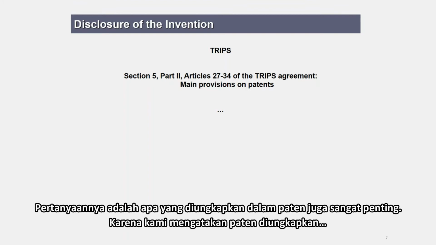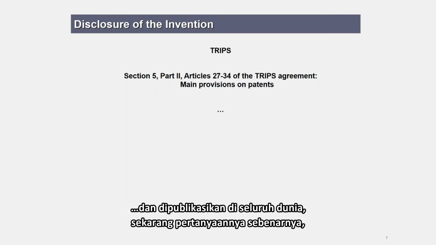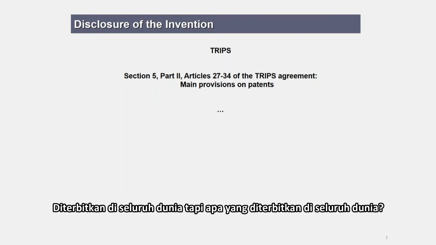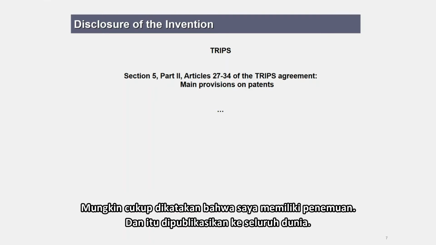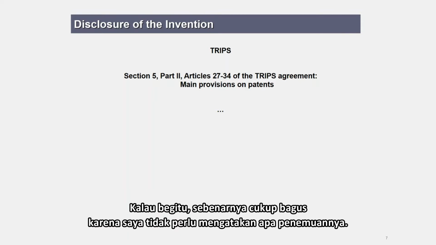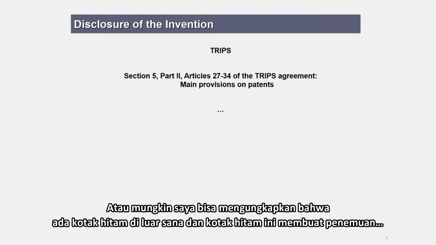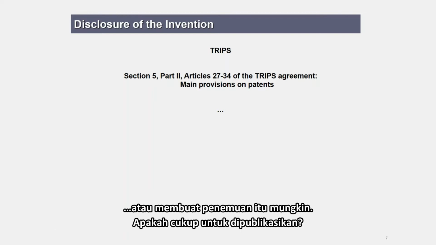So the question is what is disclosed in a patent is also very important, because we said patents are disclosed and published worldwide. And now the question is, okay, it is published worldwide, but what is published? Maybe it is enough to say that I have an invention and that is published worldwide. In that case, it's quite good because I did not say what the invention is. Or maybe I can just disclose that there is a black box out there, and this black box makes that invention possible. Is it enough to be published?